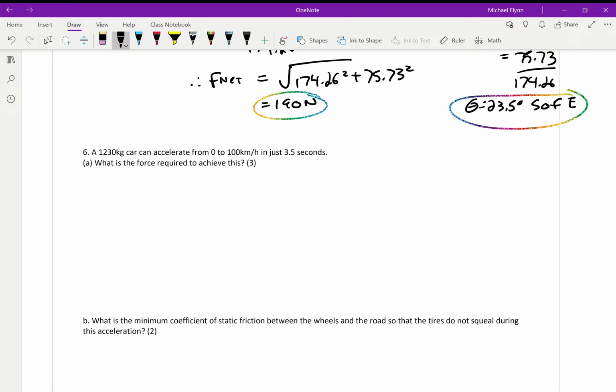Okay, so just a second. So what is the force required to achieve this? So what you do is you're going to do one of these. As soon as you see speeds and times and so on, it's a motion equation thing. So you're going to go V1 equals 0, V2 equals 100 equals 27.778 or whatever meters per second. Make sure you convert. Time is 3.5 seconds.